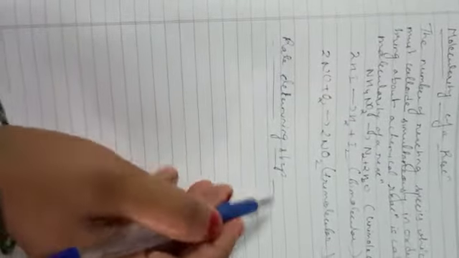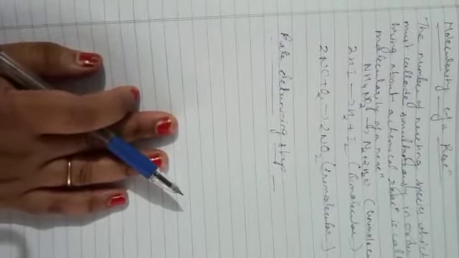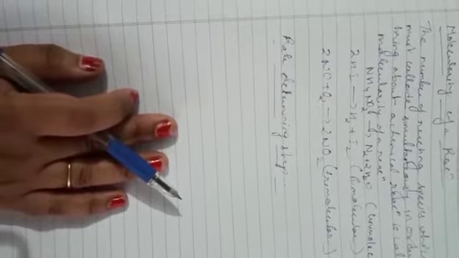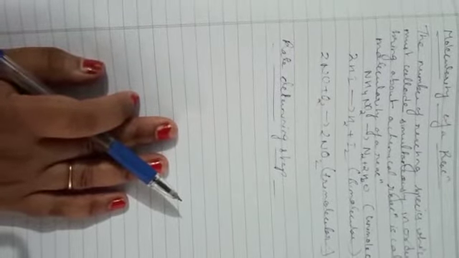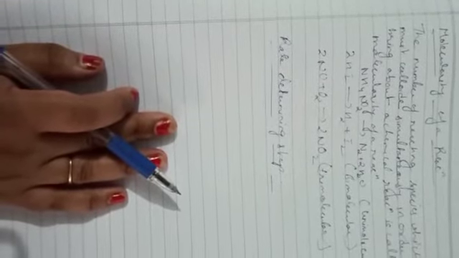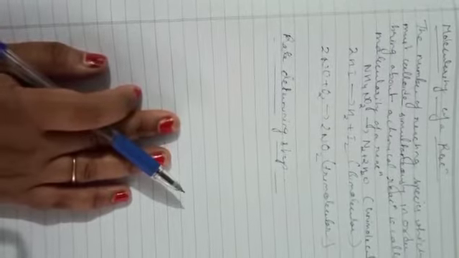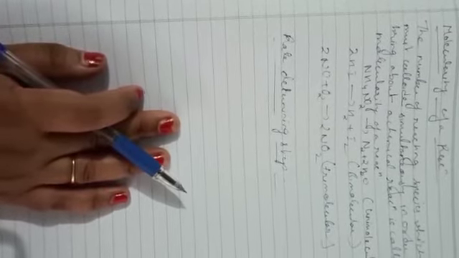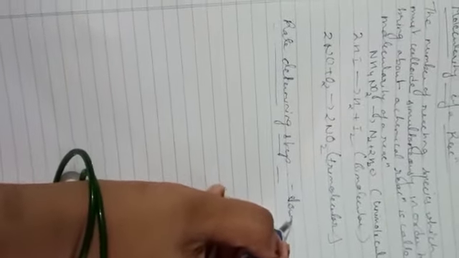Next topic is your rate determining step. So basically there are many reactions which do not take place in a single step. There are multiple steps which are involved in the reaction. So in those cases, the slowest step is known as the rate determining step. So basically the rate determining step is the slowest step of a reaction.